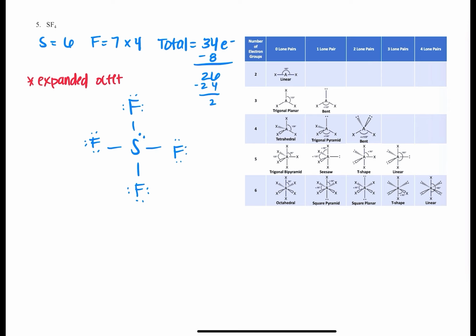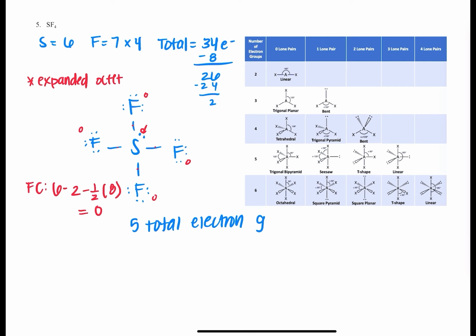This also makes sense because if we did the formal charge of our sulfur, remember it has 6 valence electrons, 2 from the non-bonding here, and then 1/2 of 2, 4, 6, 8. So that leaves us with an overall charge of 0, and these fluorines are also 0. So the overall charge of this molecule is 0, which we want. Now let's look at the total number of electron groups. We have 4 bonds and 1 lone pair, so that's 5 total electron groups. And 1 is a lone pair.